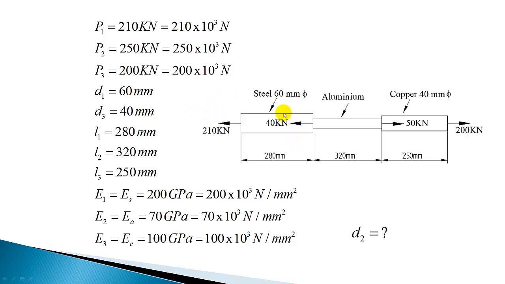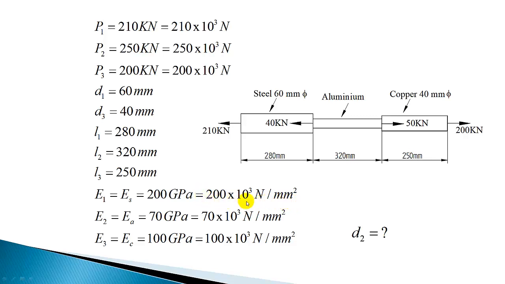Diameter of the first portion is known, it is 60 mm, and the last portion D3 is 40 mm. D2 is unknown, that is what we need to find out. Now length L1 is 280, L2 is 320 and L3 is 250 mm. All dimensions in mm. Now E1, the Young's modulus of the first section, that is steel, is given as 200 gigapascal. You can convert gigapascal into Newton per mm square by multiplying by 10 raised to 3. We need to convert into Newton per mm square because the force unit we used is Newton and length is mm.